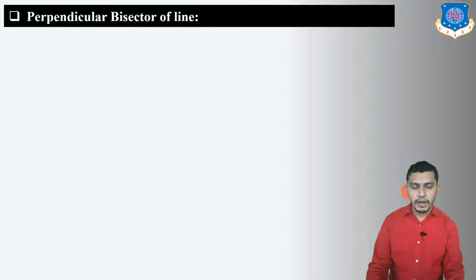Perpendicular bisector of a line. What is a perpendicular bisector? A line which bisects another line at an angle of 90 degrees is known as the perpendicular bisector of a given line. Perpendicular means 90 degrees, bisector means two equal parts. So if you have a line having length L mm, or if you have a line AB, how to draw a perpendicular bisector of this line?